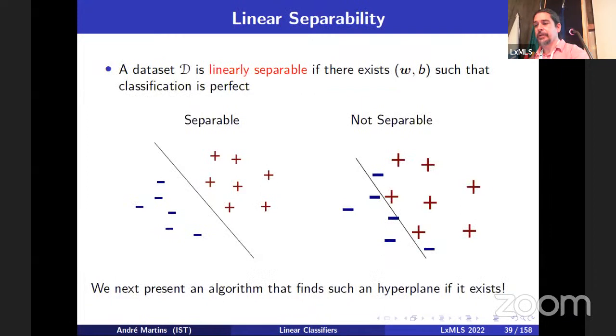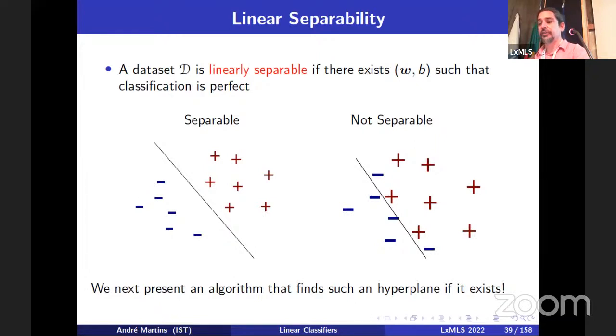Okay, so there's a few concepts that I'm going to introduce here. They will be important in the sequel. Given a data set like this, we say that the data set is linearly separable if there is such a hyperplane. So, if the arrangement of the points is such that we can find some straight line, some hyperplane that separates all the positive instances from the negative instances.